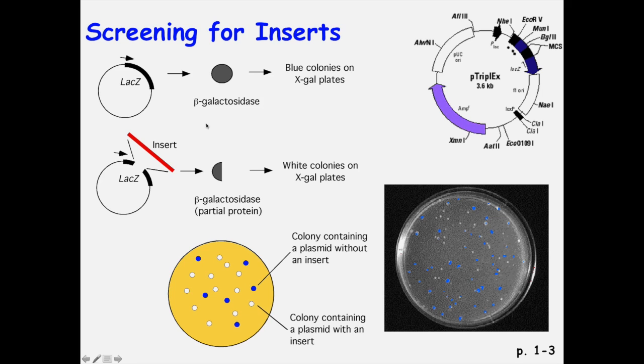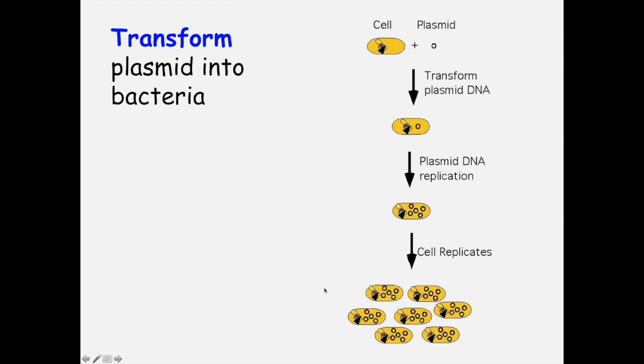So basically, wherever you have the Lac gene intact, you'll have a blue bacteria. Wherever you have an insert or a gene of interest, such as the ones from our plant, in here, it disrupts the LacZ gene. You only make a partial protein, and therefore the partial protein cannot digest X-gal and does not turn blue, so they are white. So we are looking for white colonies.